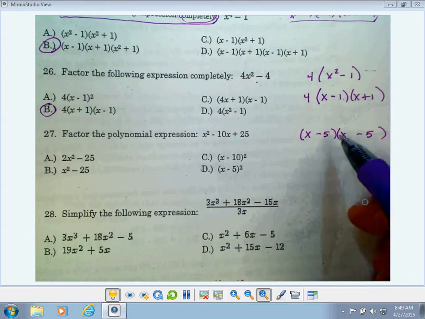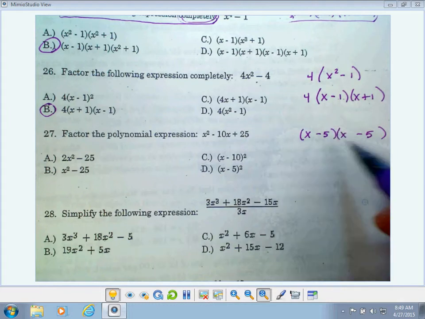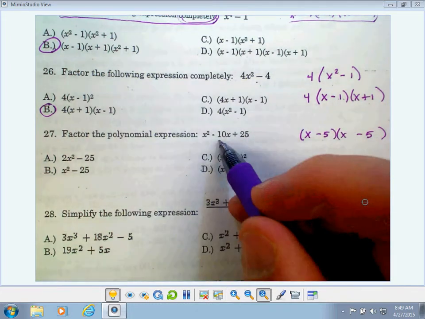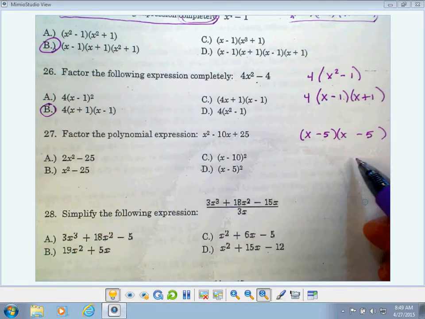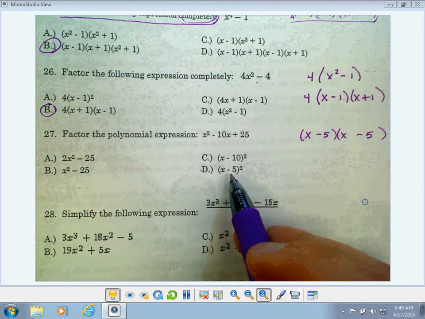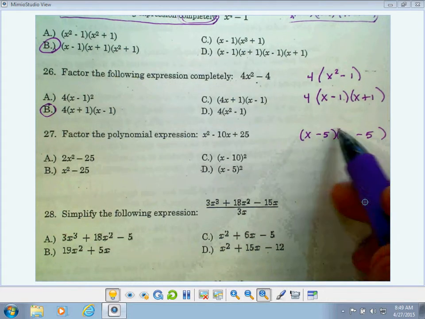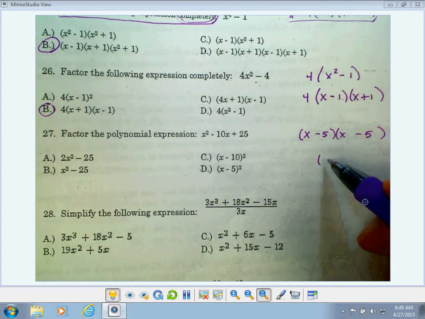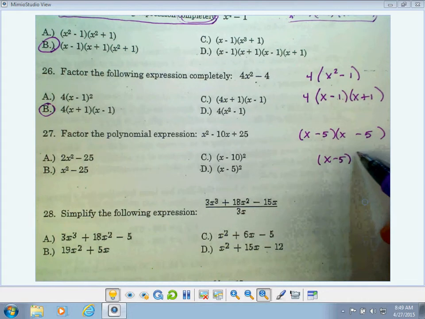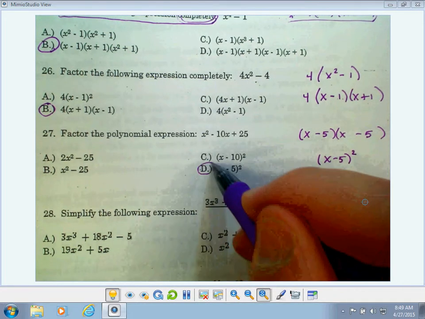Think about it. Negative 5 times negative 5 is positive 25, and if you add negative 5 and negative 5, you get negative 10. So this is the correct factoring, but if you look, this is not the answer over here. It's because they wrote the answer a little bit differently. When you have the same thing times itself, another way to write that is to take that same expression and call it squared. So this is D.